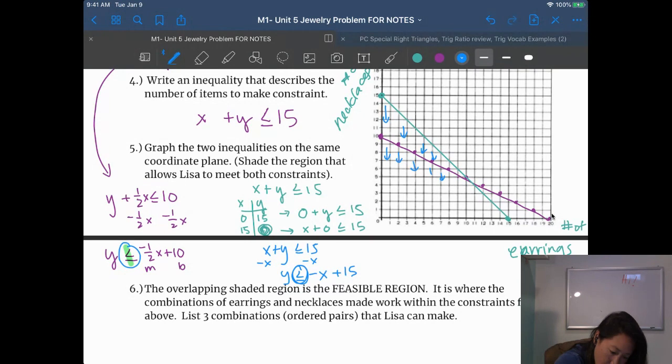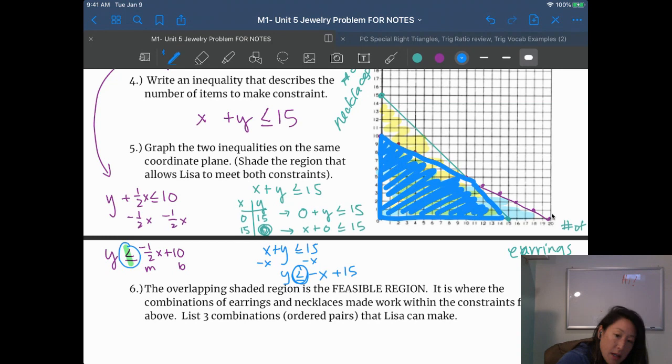Where is there double shading? So we're going to go below the green. It would be like that. And then below the purple would be this in the blue. So where's the double shading? It looks like the double shading is right here. So any ordered pair in this area would work as a combination for Lisa.